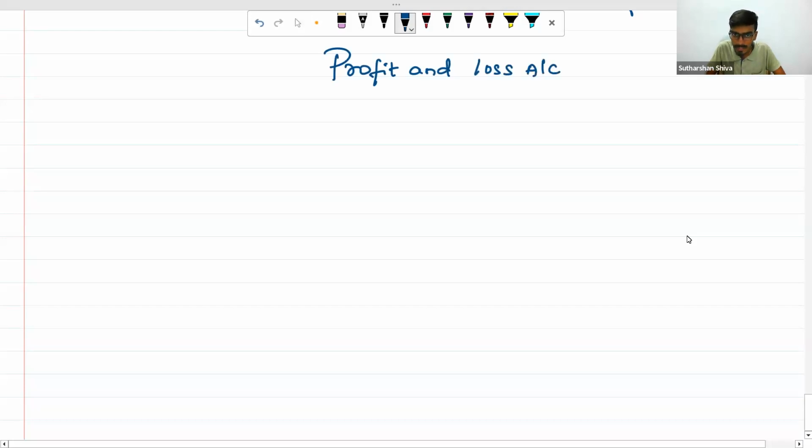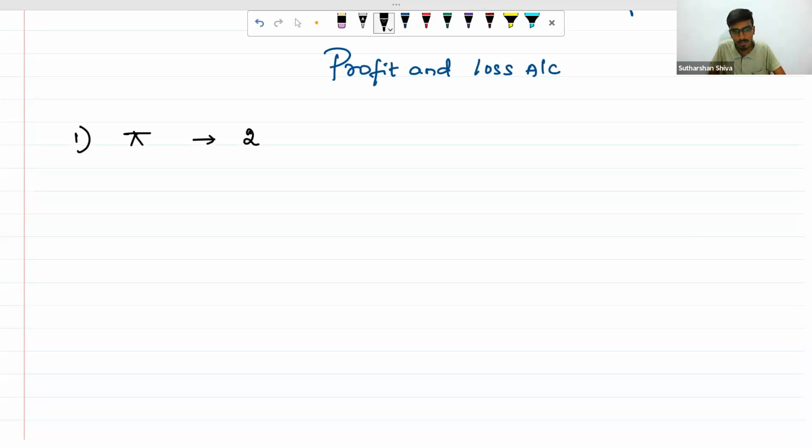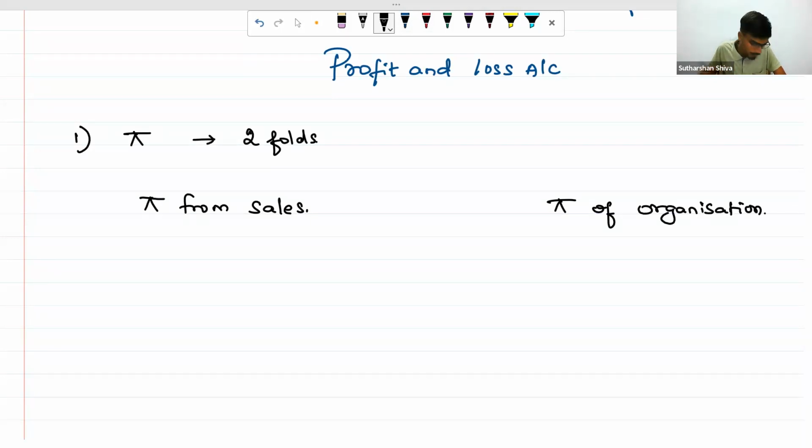What is profit and loss account? Here, profit is calculated on two folds, two types. One is profit from sales. Next one is profit of organization. If it is a profit from sales, we have already seen it is a gross profit, which we see from the trading account.